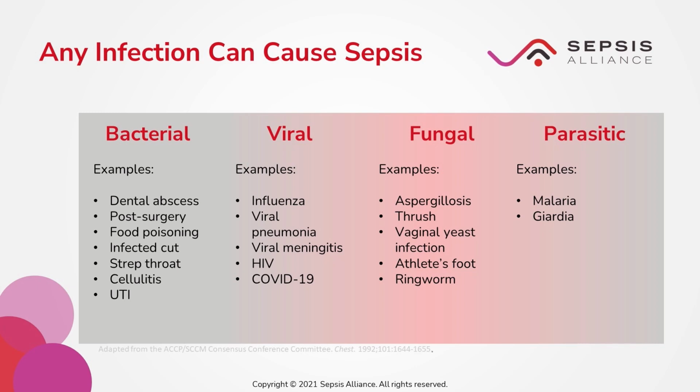But you can have a bacterial infection, so dental abscesses. How many of us have had a dental abscess at some point in our life? After surgery, your wound might get infected. You could have strep throat. You can have a urinary tract infection. Those are caused by bacteria and can cause sepsis. You can have a viral infection, so influenza or viral pneumonia, viral meningitis, COVID-19. Again, any severe cases of COVID-19 was actually viral sepsis. Now, technically, fungal and parasitic infections can also cause sepsis, but it's not common, but it can still happen. So if you have an infection, it has to be taken seriously.